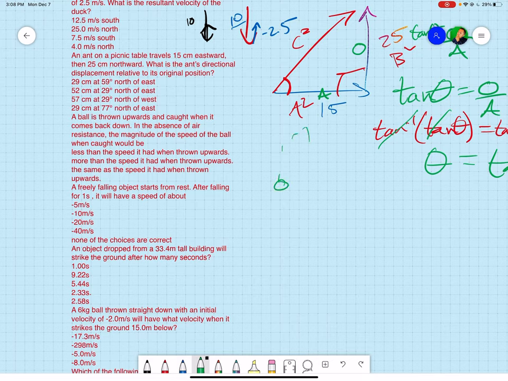The idea is that when something goes up and comes back down, if let's say the velocity here was 10, when it gets back down to the same height, it's going to be negative 10. Whatever the velocity is, if it's at the same height, it will be the same value but negative.